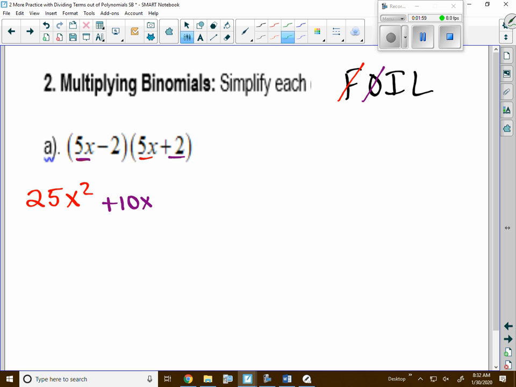Okay, then I'm going to do I. What's I stand for? Inner. So I would do the inner 2 terms. Negative 2 times 5x, which is negative 10x. What's that? Yeah.